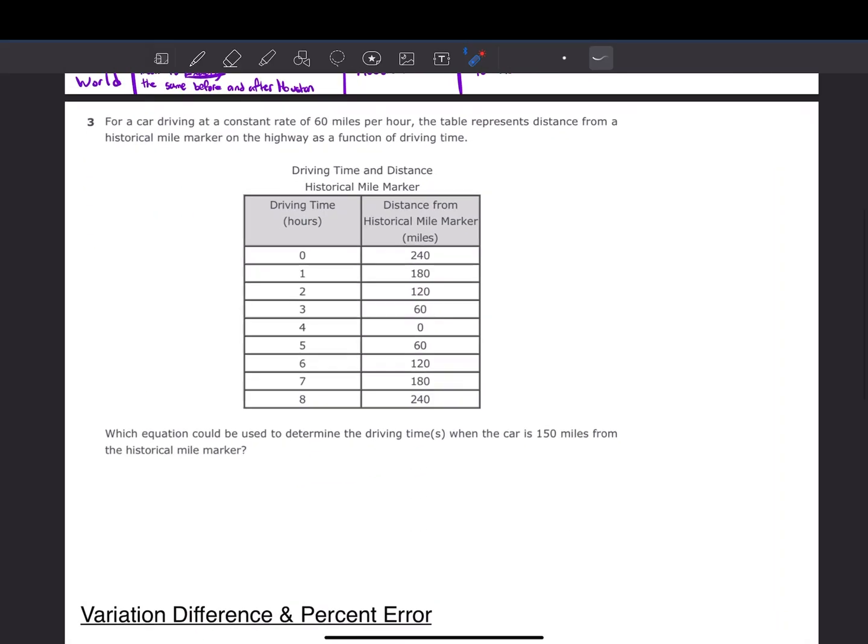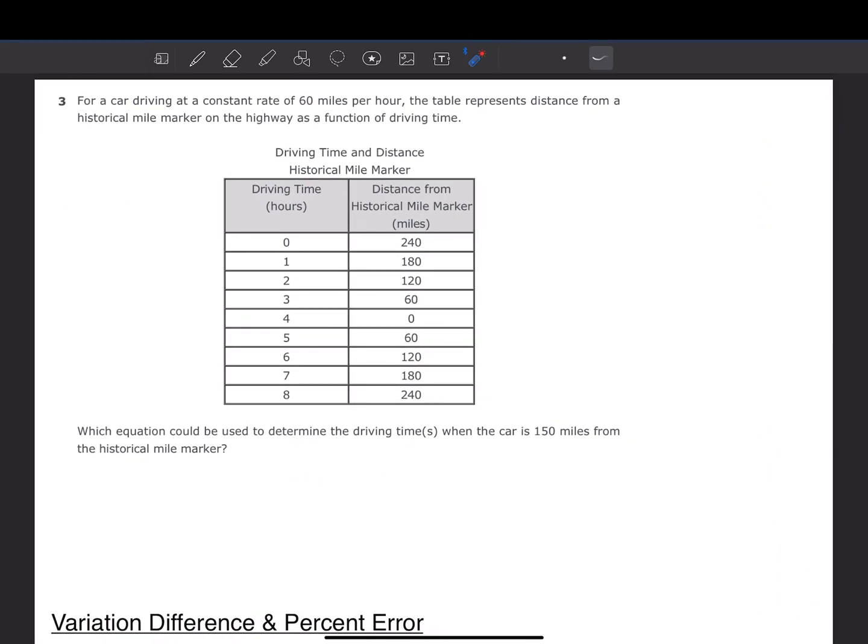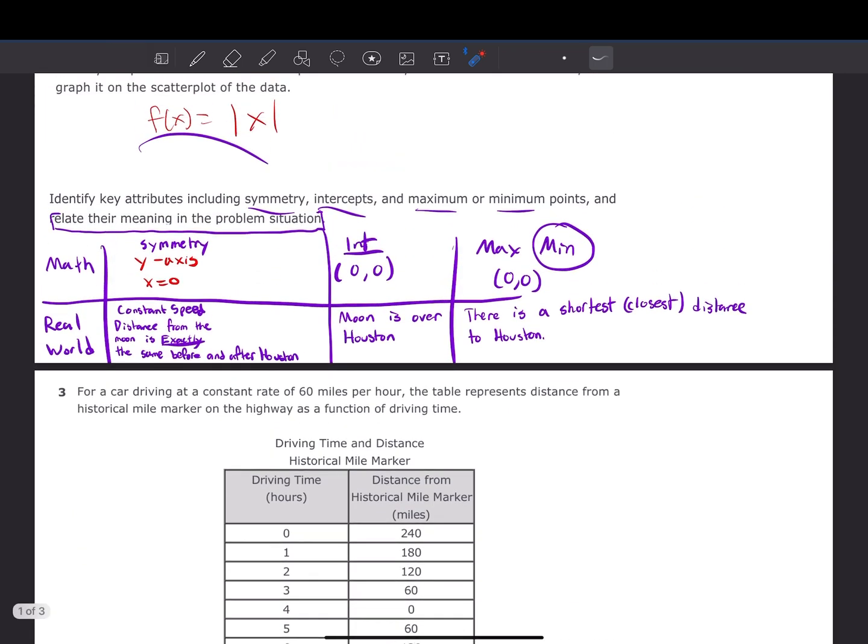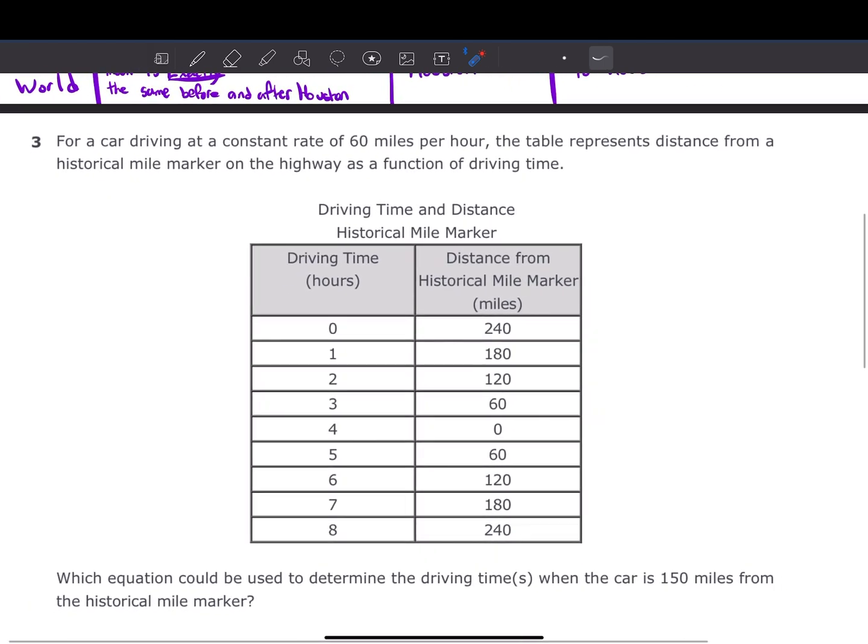Okay, next problem. Actually very similar to the moon problem. Absolute value lends itself really well when we talk about distance to a fixed point. So a car driving a constant rate of 60 miles per hour. So notice last time we said the symmetry was so important of the absolute value. The symmetry of the V is important because that tells me there's a constant speed before and after reaching a fixed point. And so much so, they even said constant rate of 60 miles per hour. This car is going the same speed all the time.